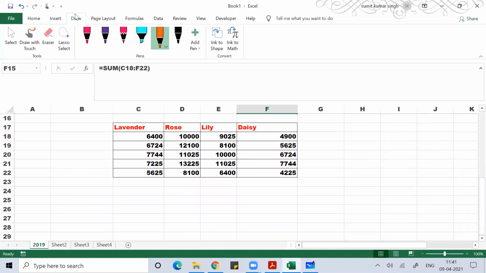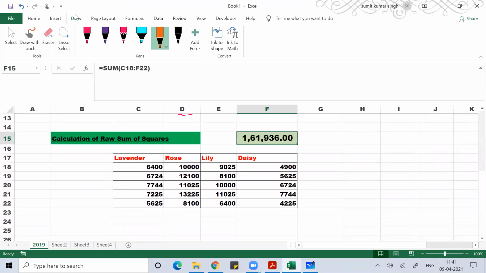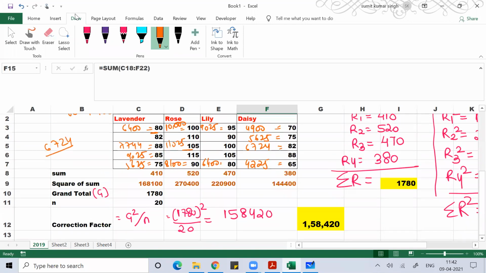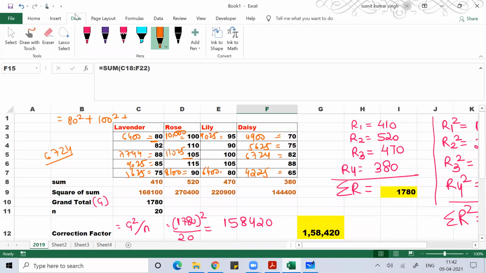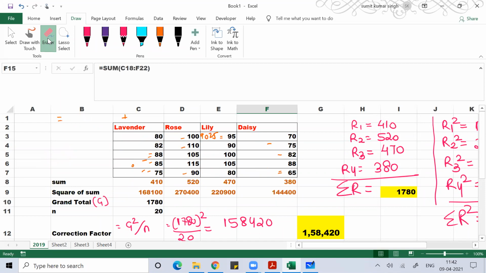Okay, so I just did this directly. In the exam you have to do it manually using a calculator, so I don't want to waste time. That's why I did it directly. I hope you people understood. Clear? Can I go ahead?